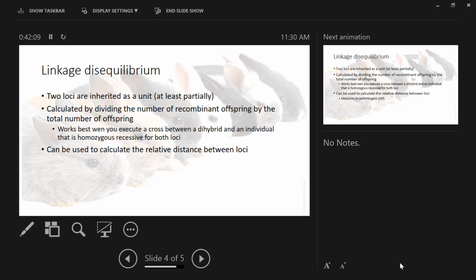Can you go over again how you know that the lower frequency types are the recombinant? Because that's what has to happen if they're linked.